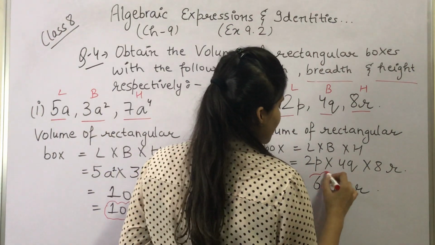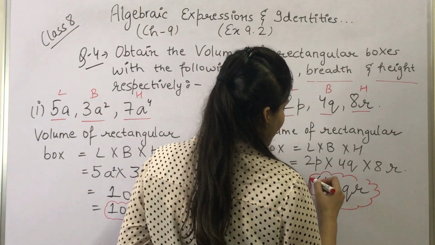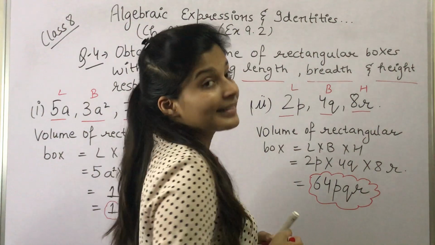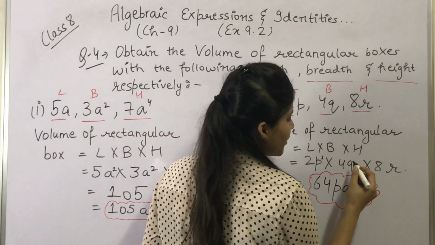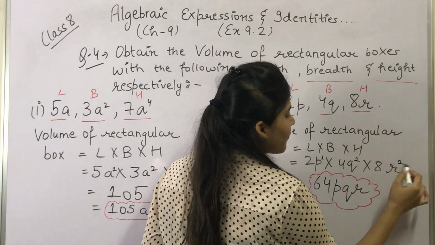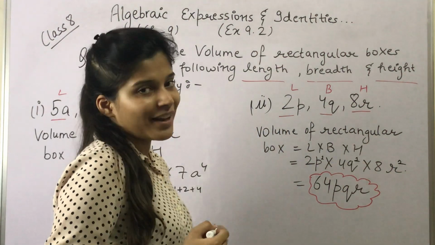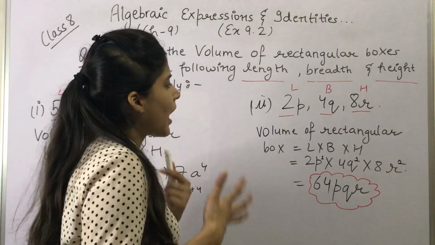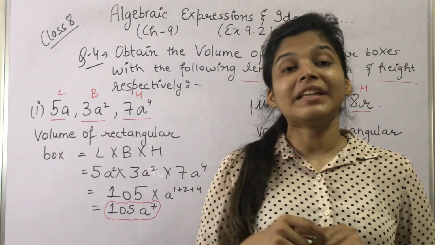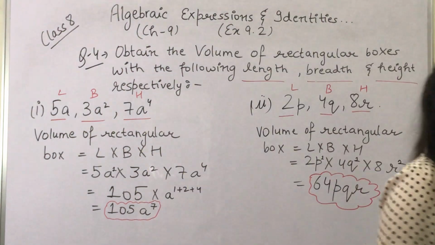Because हमारे पास same variables नहीं थे तो हमने उनकी पावर को add नहीं किया. So that's why हमें पता था that 2p to the power 1 है, q to the power 1 है and r to the power भी 1 ही है. तो उनको as it is हमने copy कर दिया. ठीक है? So this was our second part. Now let's come to the third and fourth part.